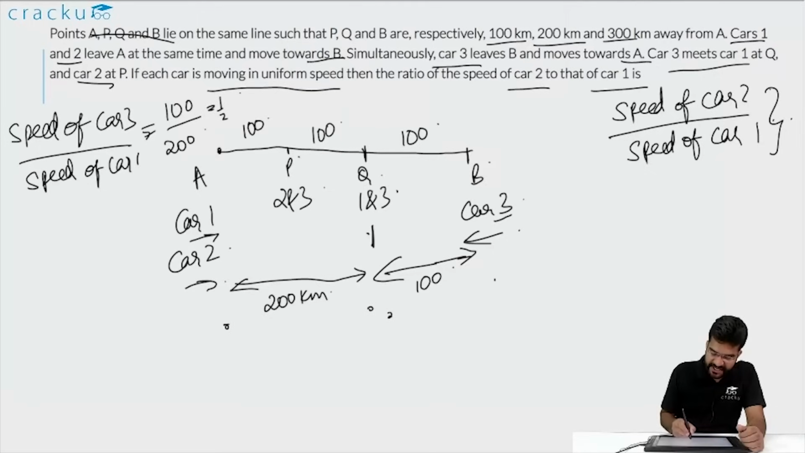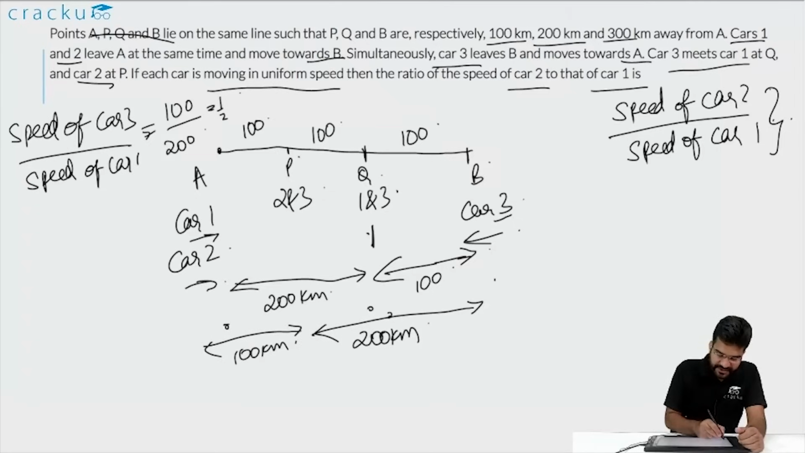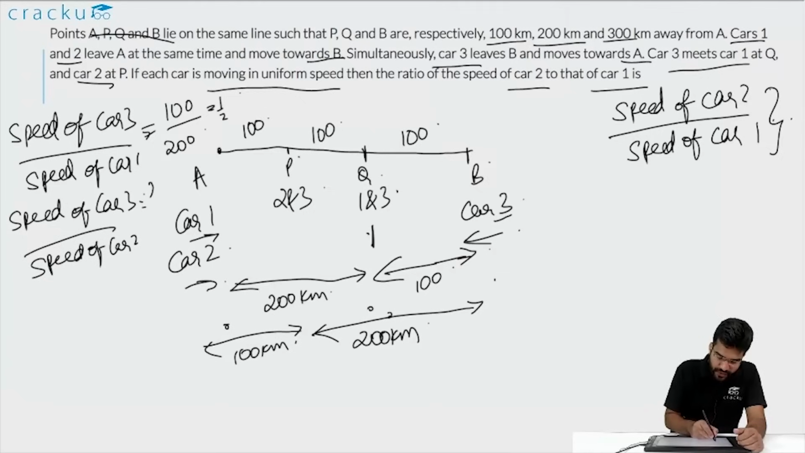Similarly, in the time when car 3 has gone from B to P, that is it has travelled 200 kilometers, car 2 has travelled from A to P, that is 100 kilometers. Therefore, speed of car 3 by speed of car 2 is equal to 200 kilometers, which is the distance that car 3 has travelled, by 100 kilometers, which is the distance that car 2 has travelled in the same time. So this is equal to 2 by 1.